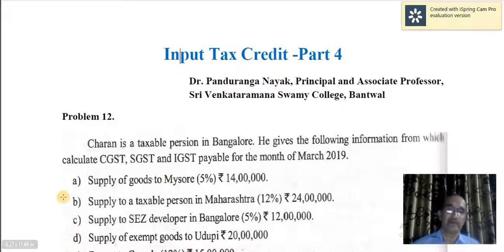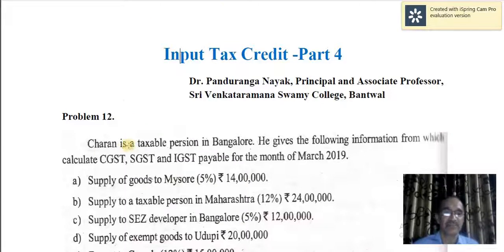Already I have given sufficient insights as to the computation of GST and utilization of input tax credit and various related issues. Today, let me solve a few more problems so that you understand how input tax credit is utilized.